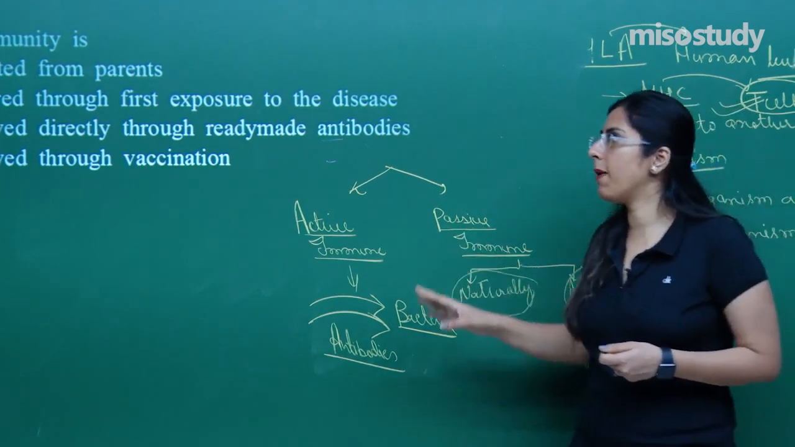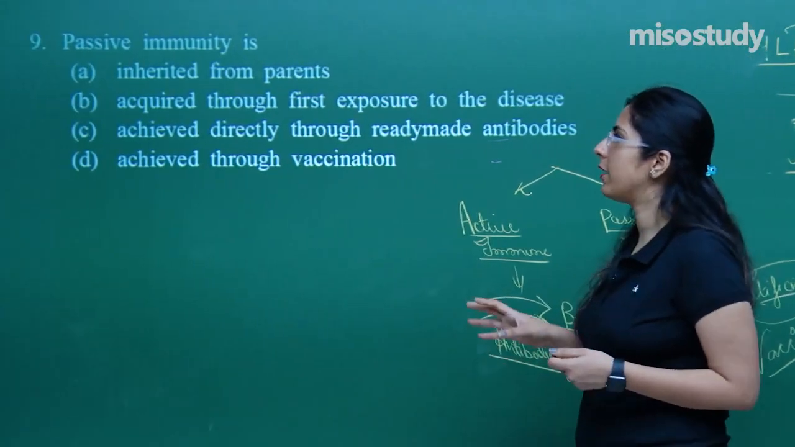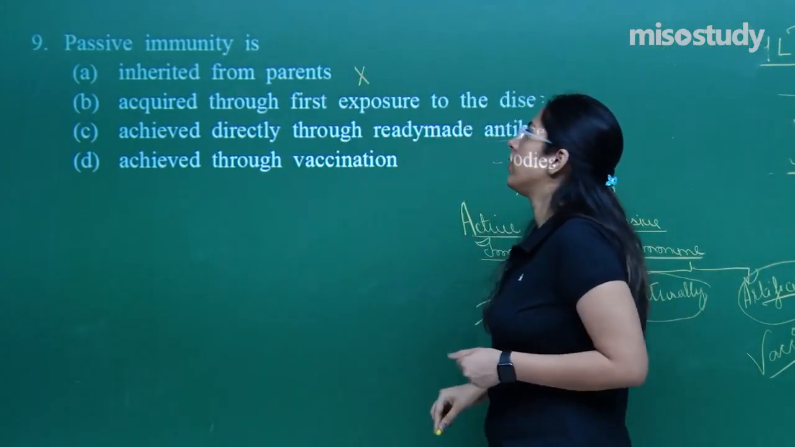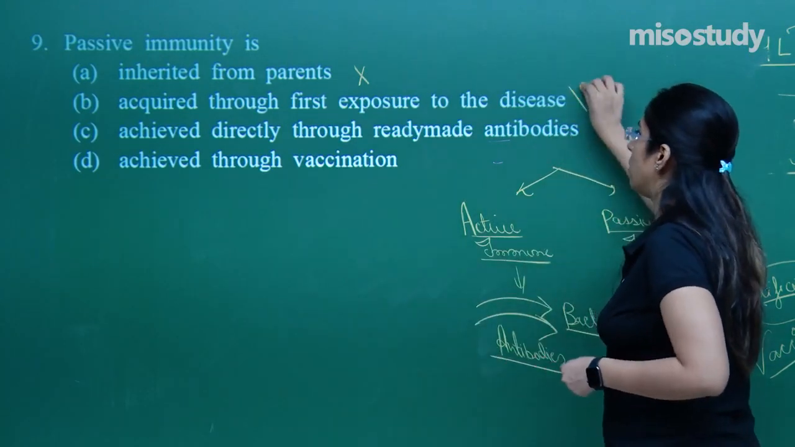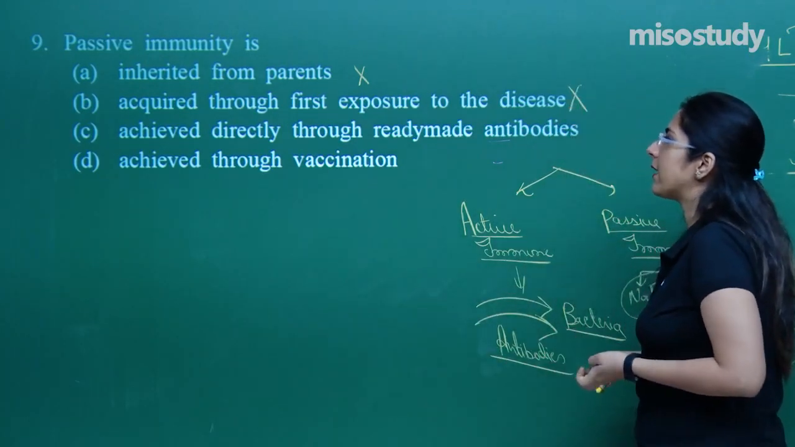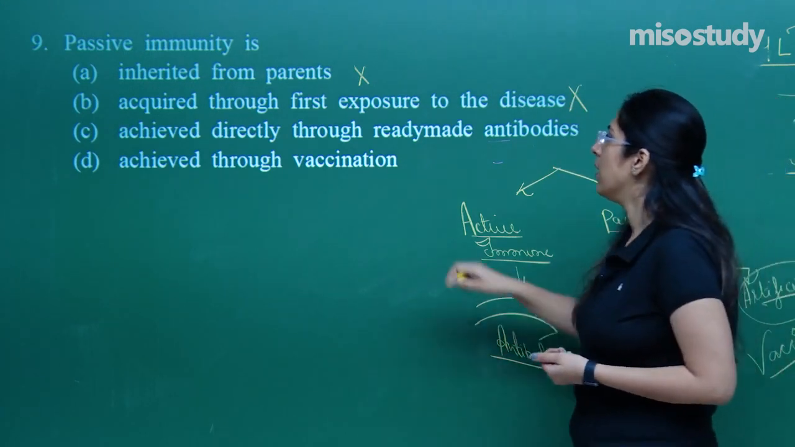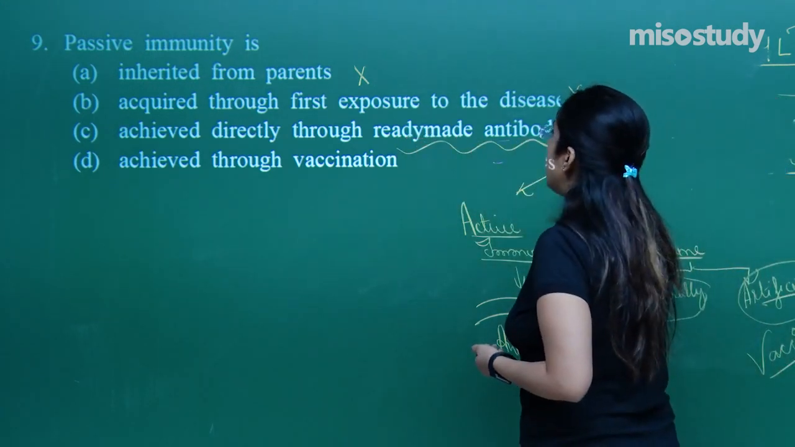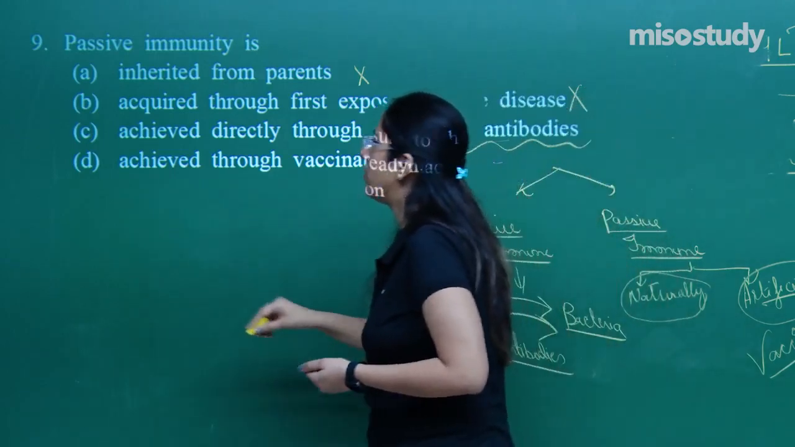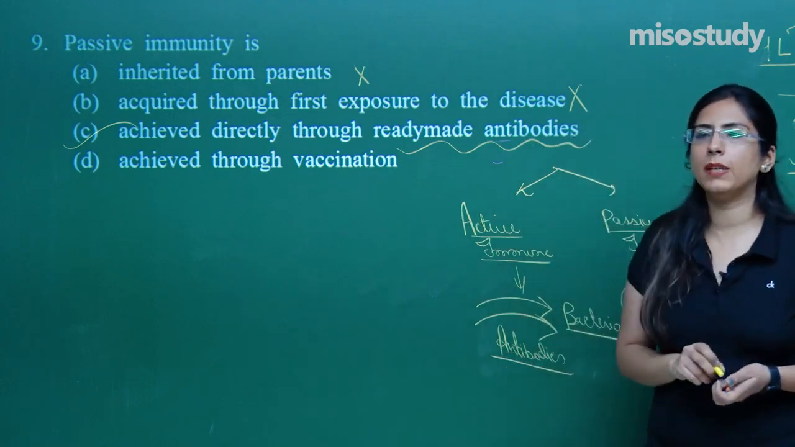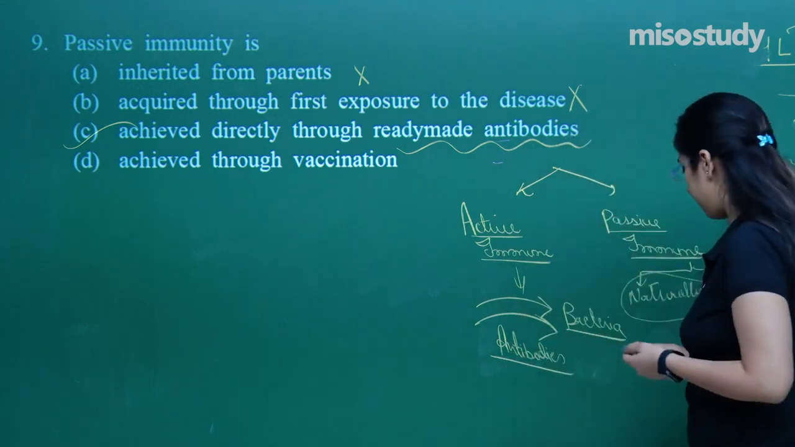Now come back to the question: passive immunity is inherited from the parents? No. Acquired through the first exposure to the disease? No, not at all. Achieved directly through ready-made antibodies? Yes, this is the right option. That means we have antibodies from outside. Option C is the correct option. For question number 9, the correct option is C.